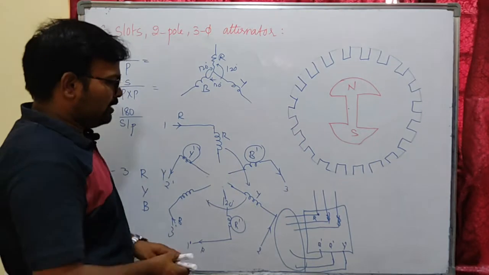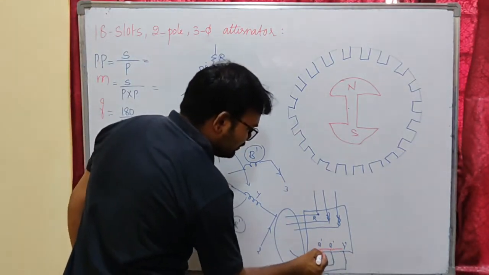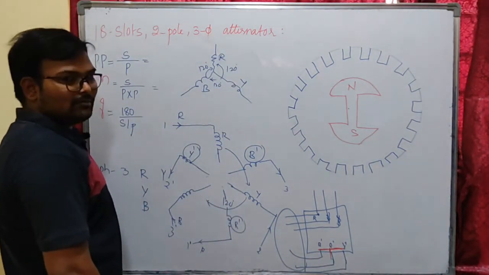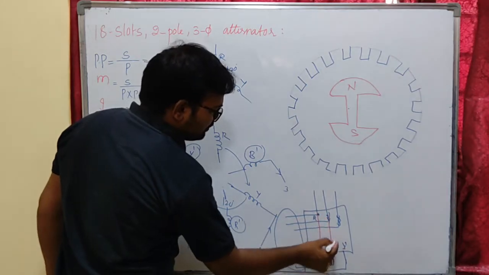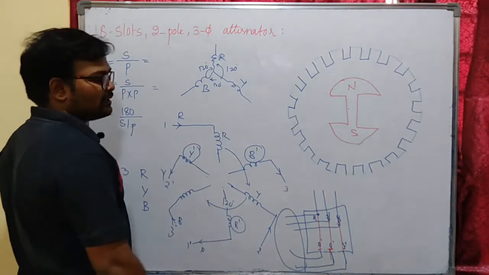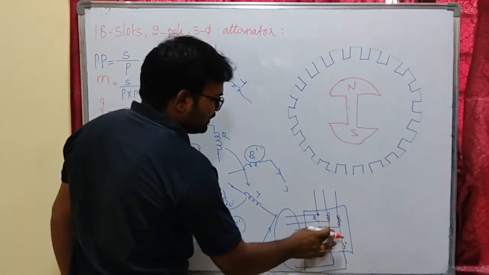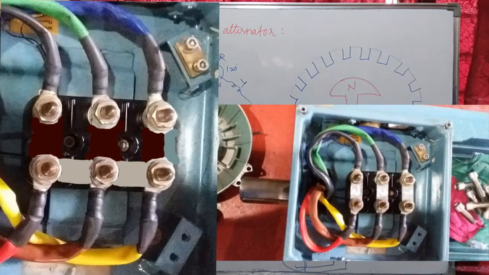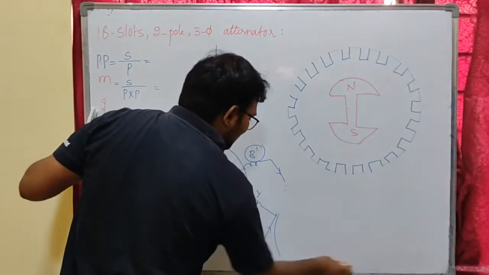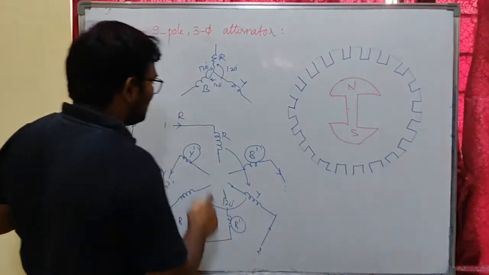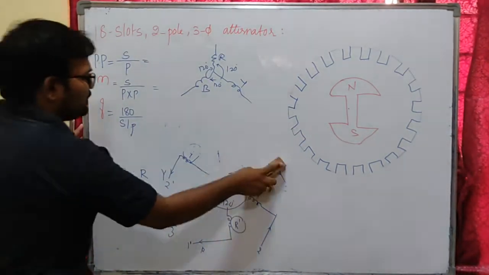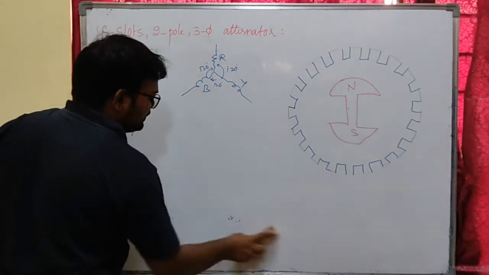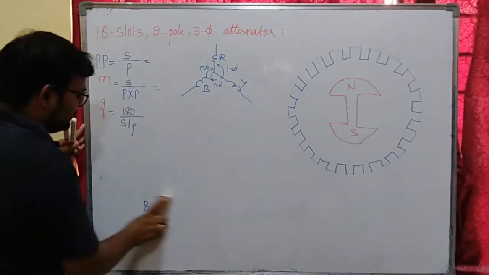If you short circuit these 3 terminals, that will become a star connection, or if you connect them like this, it will be a delta connection. So this is the connection of stator winding in star or delta. This is about connection of windings. You will be having 3 phases R, Y, B, and you are going to place these 3 windings in these slots. Let us see how it is happening.